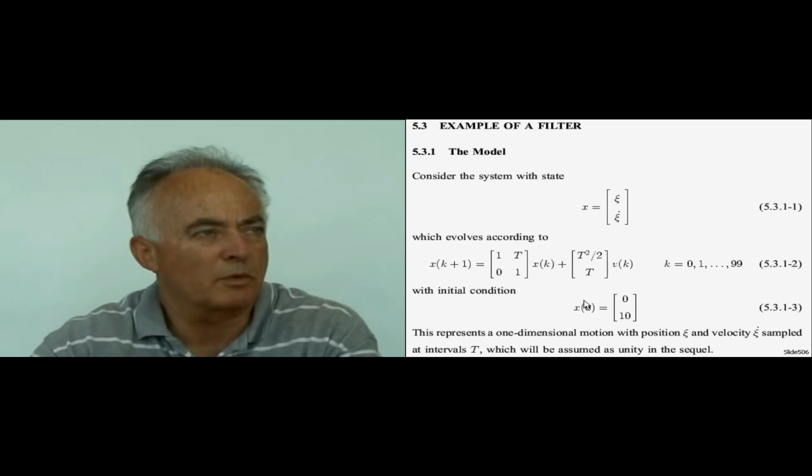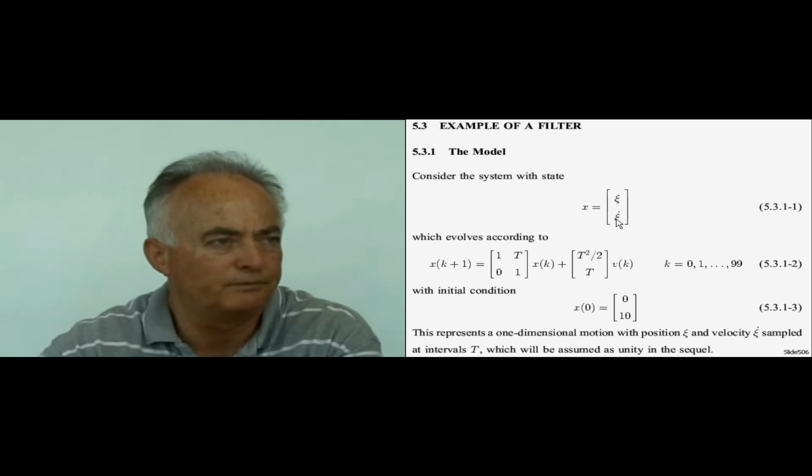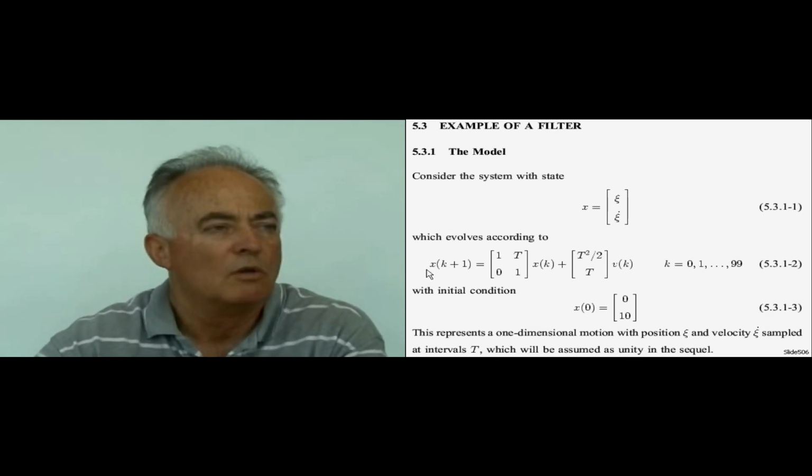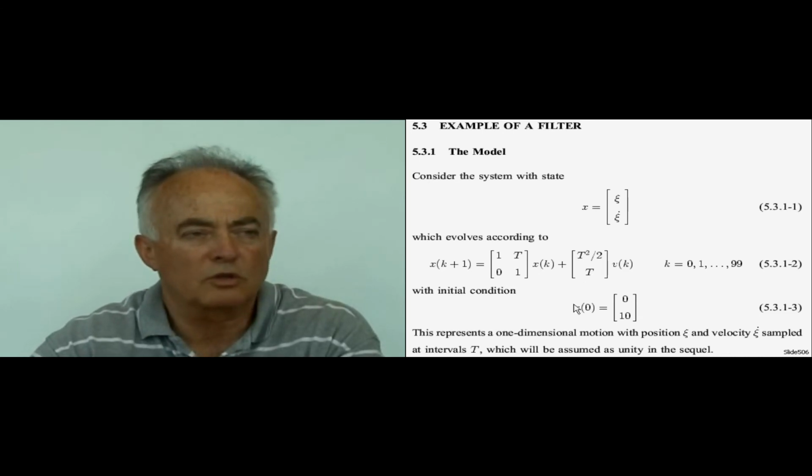Let's look at an example now. We'll take a system with a state x, a two-dimensional vector consisting of psi and psi dot. This is a one-dimensional motion with position and velocity along the axis, which evolves according to this matrix state equation. x_{k+1} is [1 T; 0 1] x_k plus v_k multiplied by [T squared over 2; T]. This is an initial condition, initial position 0, initial velocity 10.